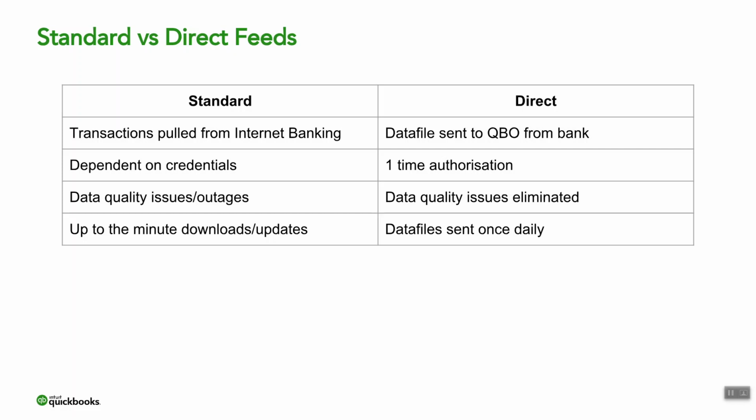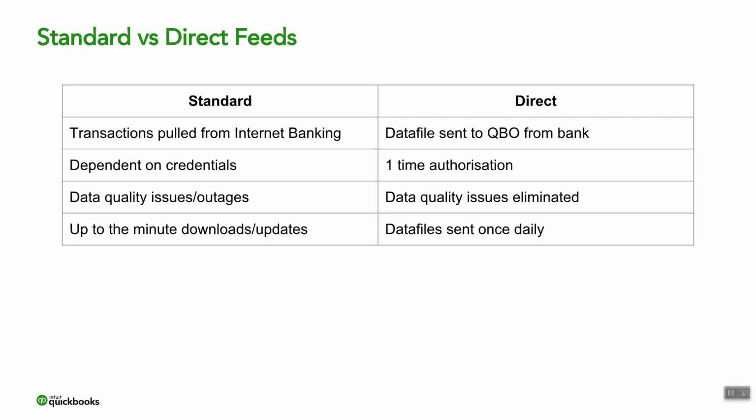All of this is in contrast to our direct bank feeds. Now with direct bank feeds, rather than pulling from your internet banking website, there's actually a data file being sent from your bank that QuickBooks is consuming. And this means that all those data quality issues that we see with duplicate or missing transactions, those are virtually eliminated because we're getting that direct record from the bank in the data file.